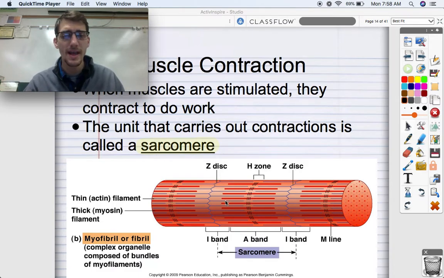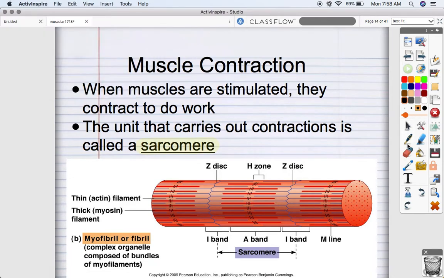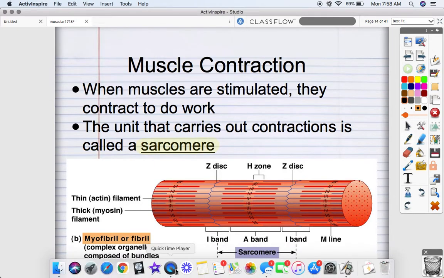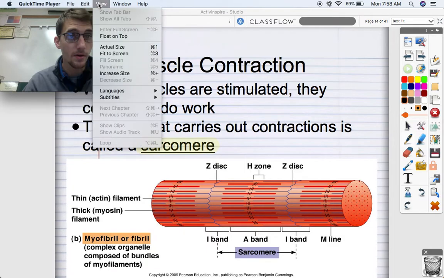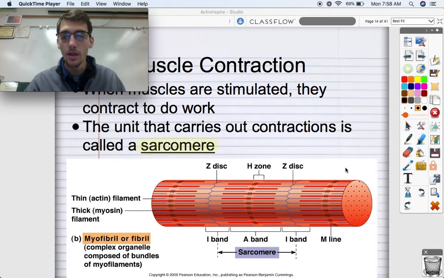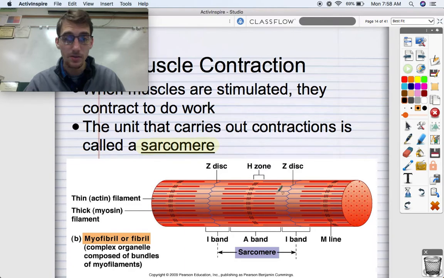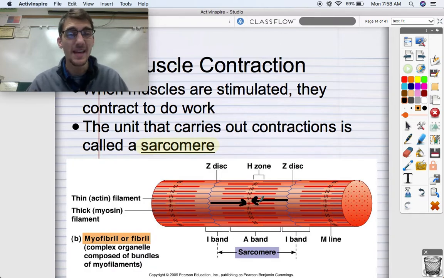So we labeled this last time. All a muscle cell is really trying to do is bring the Z discs closer to the H zone. That's all that's happening. All it's trying to do is just go zoop like that.